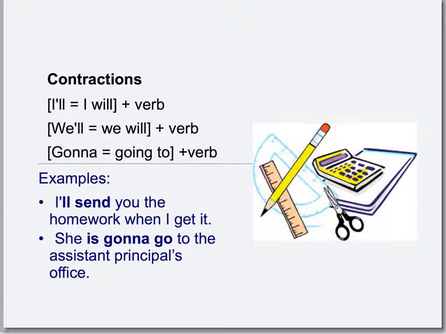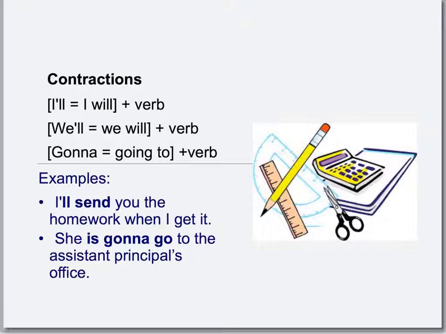To construct the contraction "I'll," you use "I will" plus a verb. To construct the contraction "we'll," you use "we will" plus the verb. To construct the contraction "gonna," you use "going to" plus the verb. By adding a verb to these contractions, you put these sentences in the simple future tense.